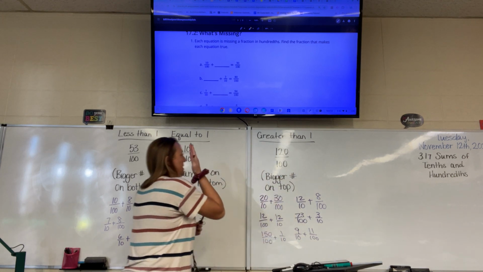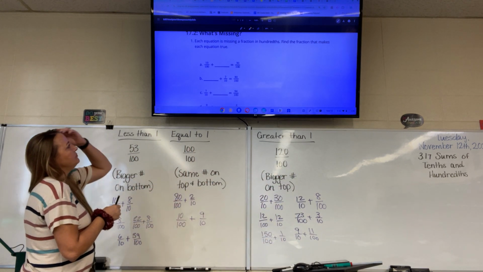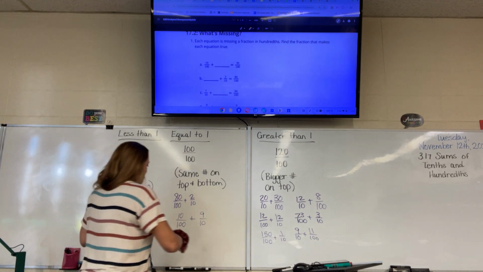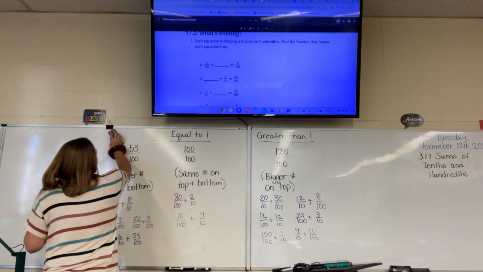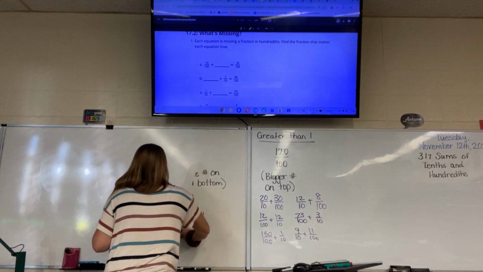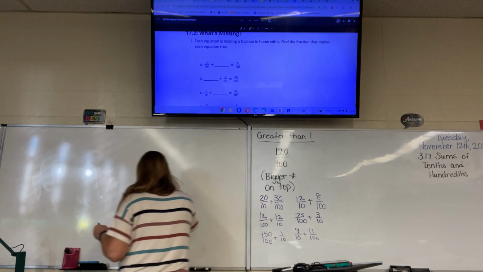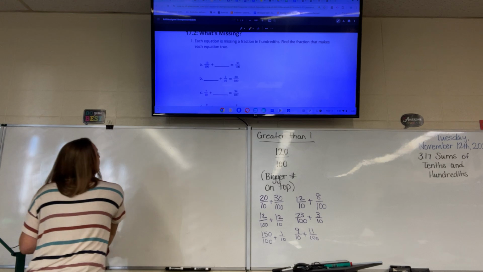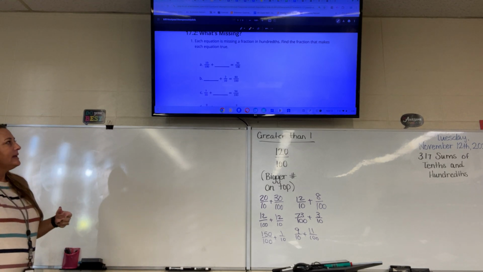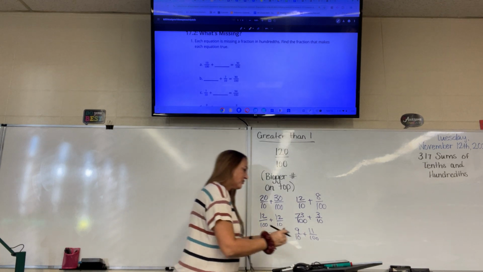Each equation is missing a fraction in hundredths. Find the fraction that makes each equation true. All right, so we are going to go around and everybody's going to get to answer one of these. So the first one says 10 hundredths plus blank equals 30 hundredths.